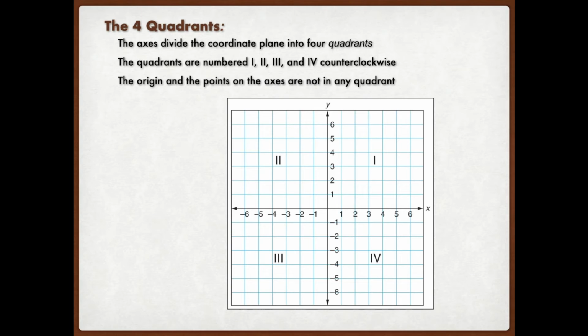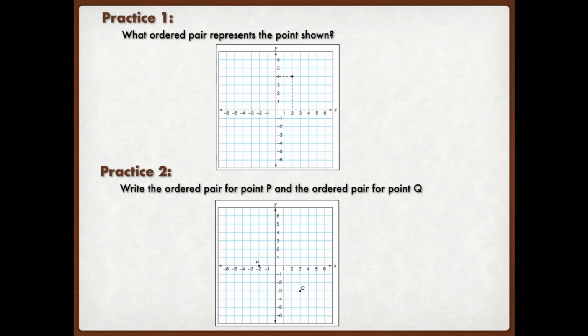If there's a number not in any of these quadrants, it will probably be at the origin, and that will be at 0. Now, if it's a point on the x or on the y axis, that also would not fall under a quadrant. Okay, let's try practice 1.